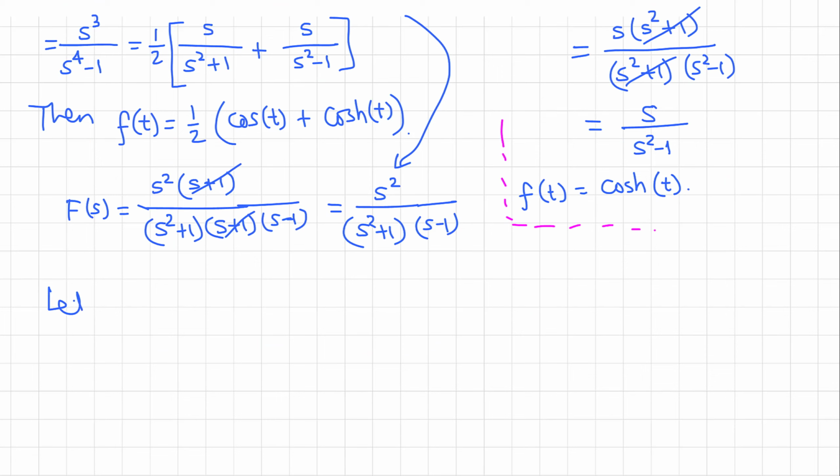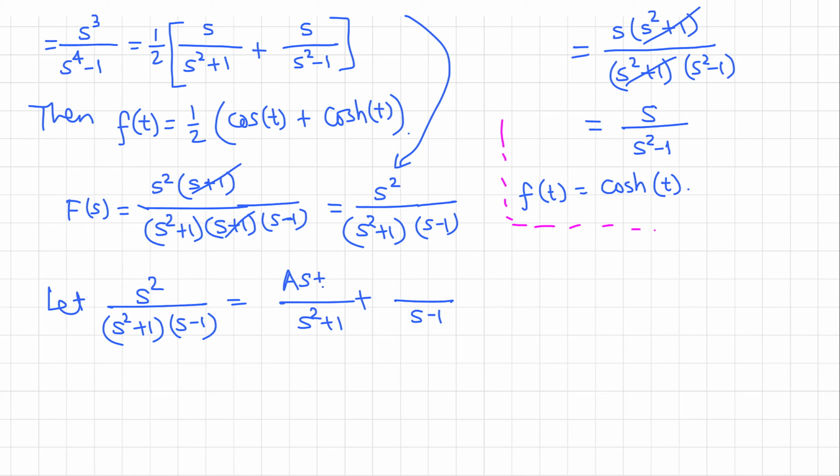So we let s squared over (s squared plus 1)(s minus 1) equal, we've got two factors, s squared plus 1 and s minus 1. This is linear, so just a number on the top. It's a degree 2, s squared, so it should be degree 1 on the top, as plus b. Degree 2 means degree 1. Degree 1 means degree 0, just the constant, let's say c.